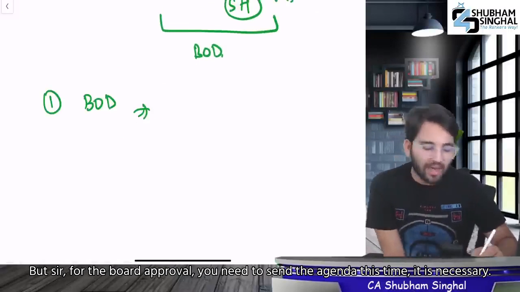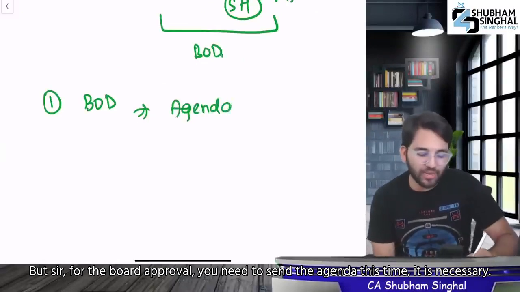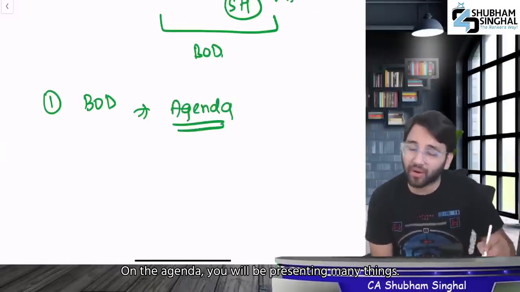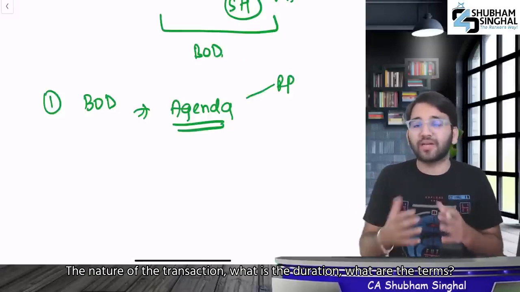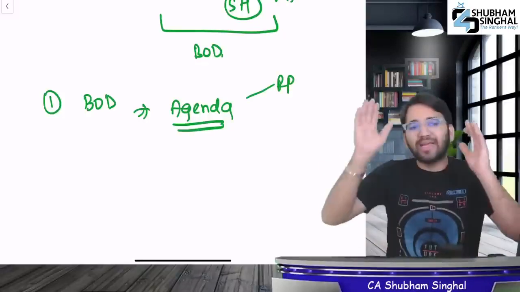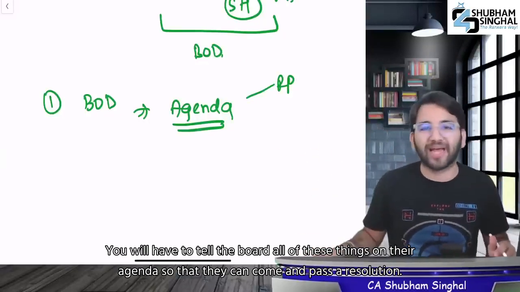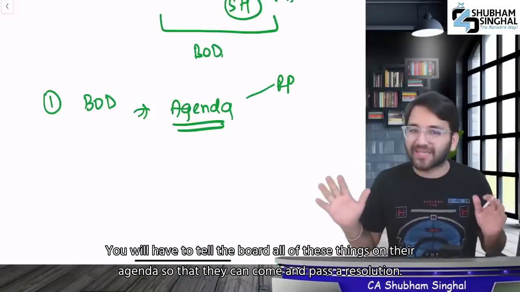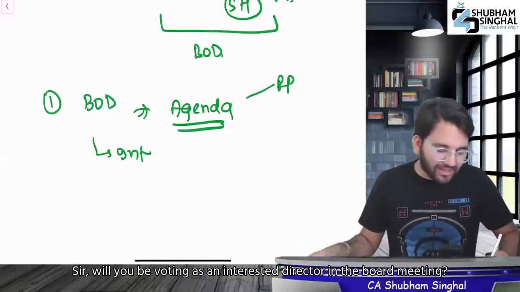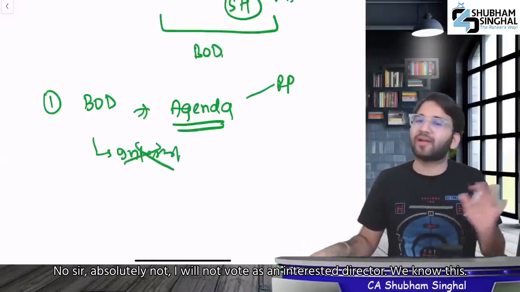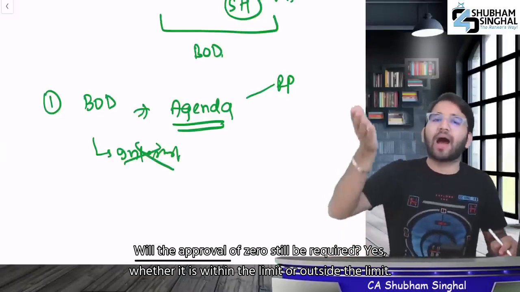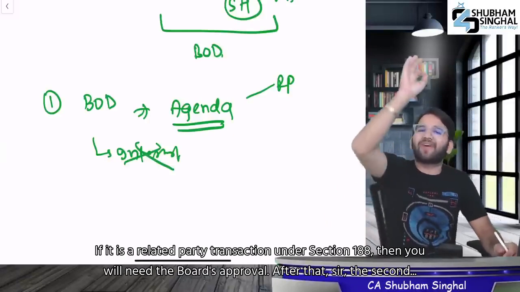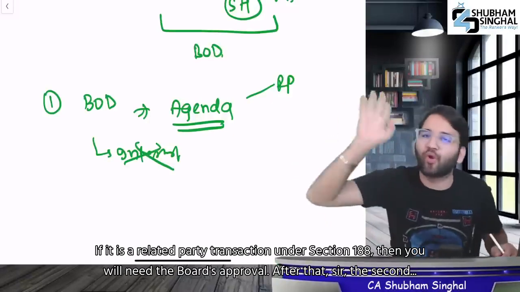But for the board's approval, it is necessary to send the agenda this time. You will mention many things on the agenda, like who is the related party and what transaction is happening with them. What's the nature of the transaction and what's the duration and term. You will have to tell the board all of these things on their agenda so that they can come and pass the resolution. So will an interested director vote in the board meeting? No, absolutely not. We know that interested directors will not vote. Board's approval would still be required whether it's within the limit or not. If it is a 188 RPT, then you will need the board's approval.